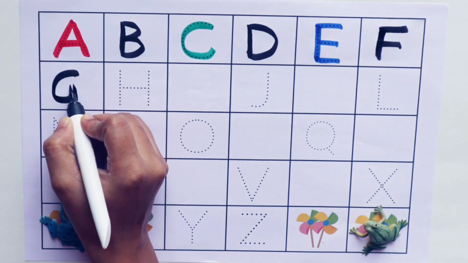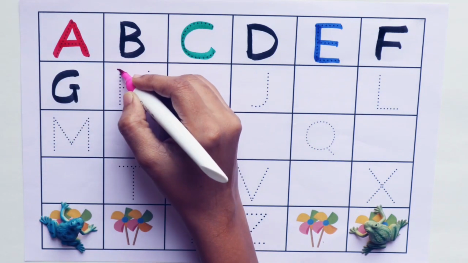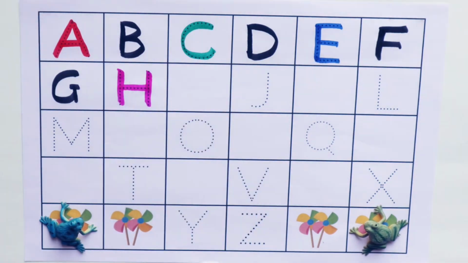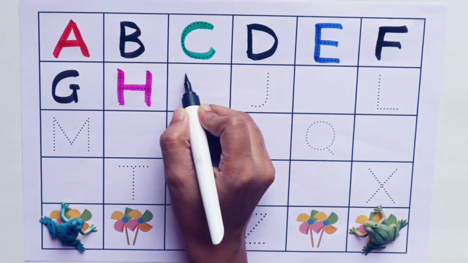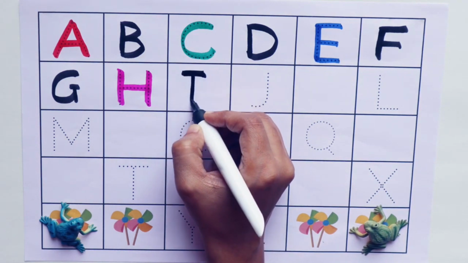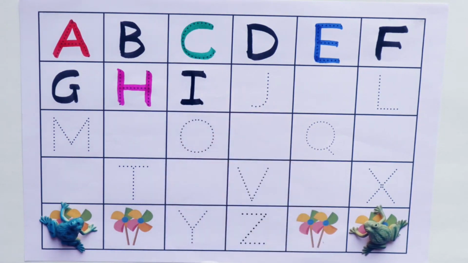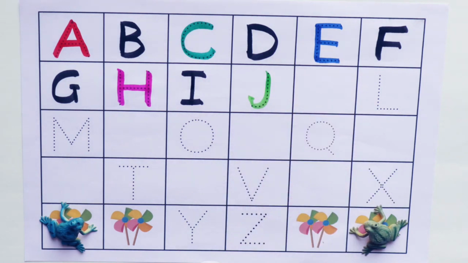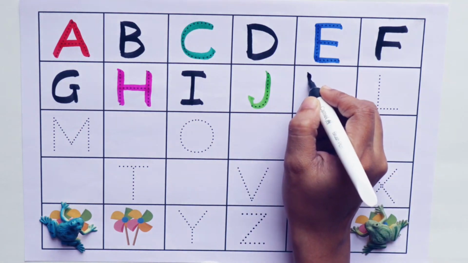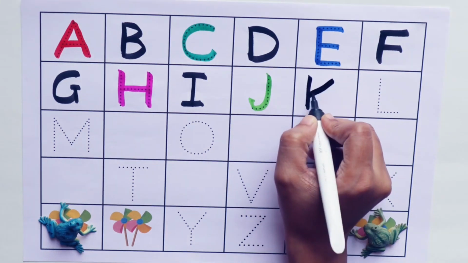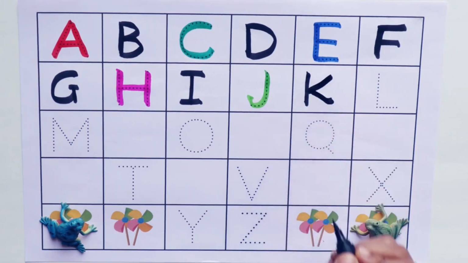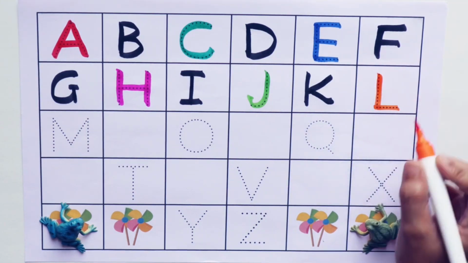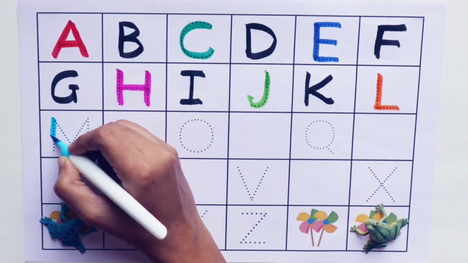G. G for grapes. Then H. H for horse. After H, there will be I. J. After J, there is K. Then L. Then M.